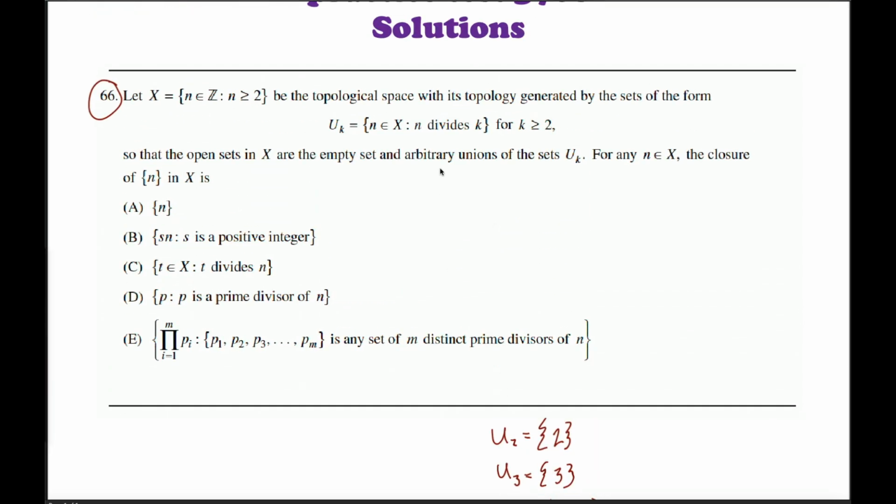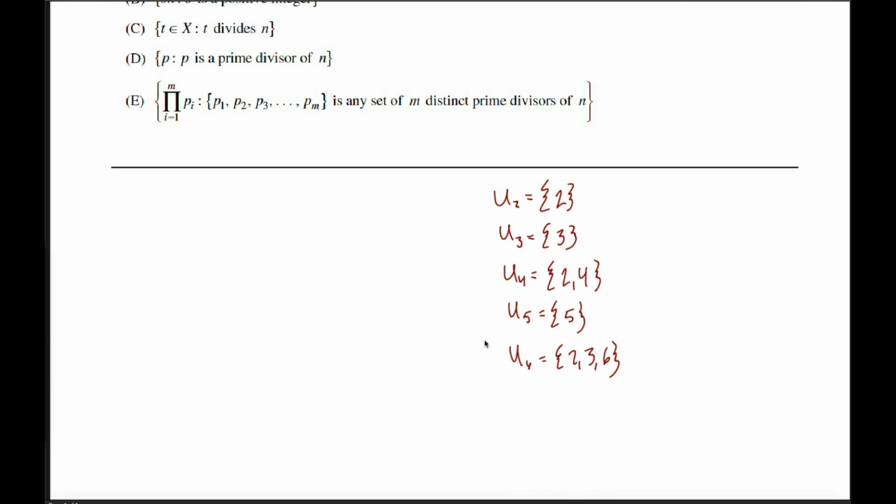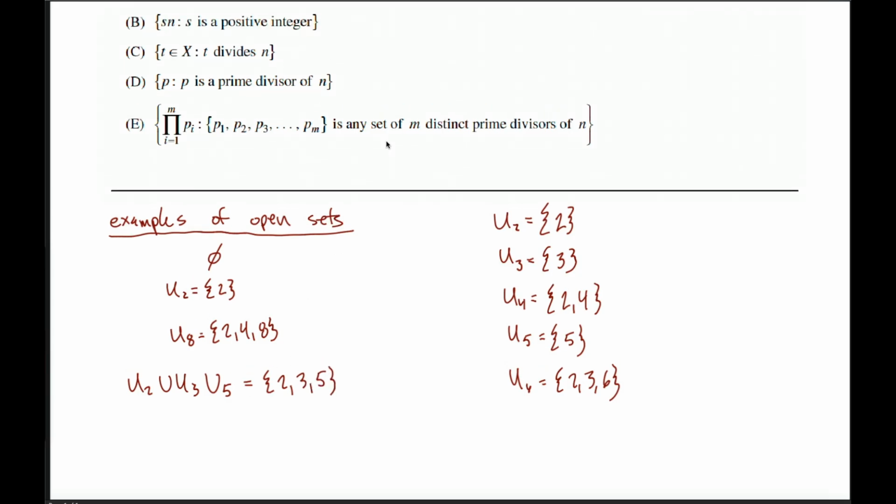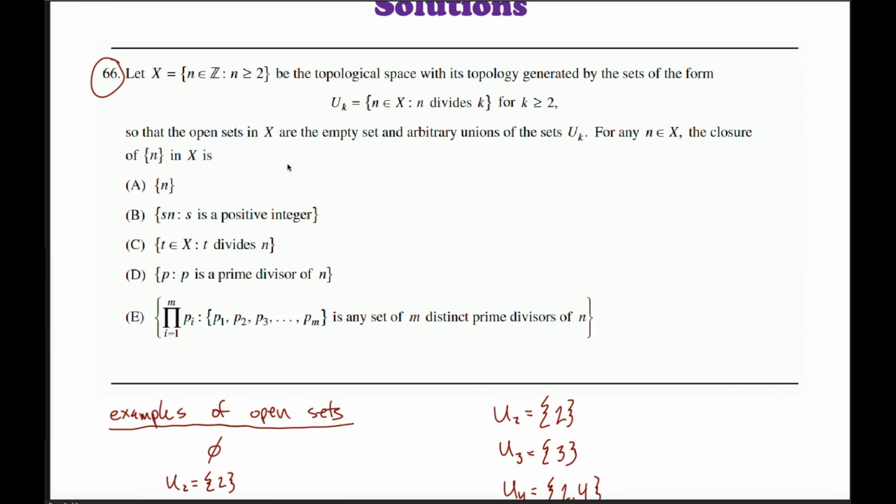But remember, these various U's here aren't our only open sets. Open sets are arbitrary unions of these guys. So some examples of open sets. Well, the empty set is one. U sub 2 would be one. So the set containing the element 2 is an open set. U sub 8 is one. The set containing what? 2, 4, and 8, I suppose? The union of U sub 2, U sub 3, and U sub 5. Sure, that would be the set containing the elements 2, 3, and 5. You get the point.